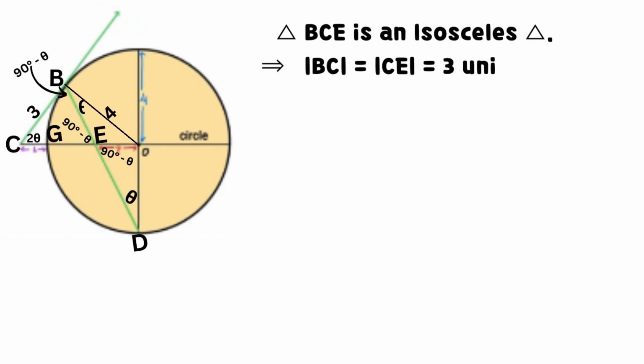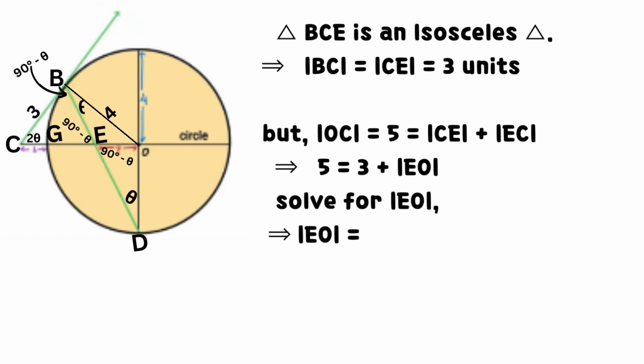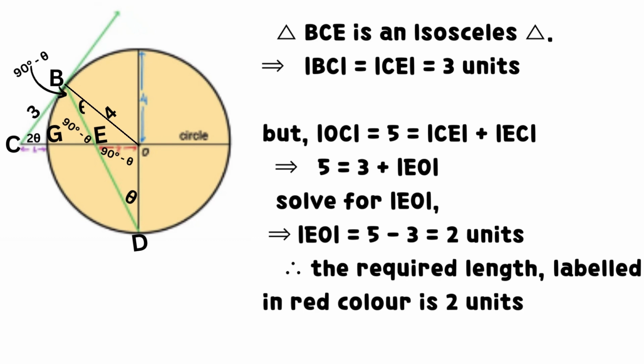Triangle BCE is an isosceles triangle. It means that line BC equals line CE, which equals 3 units. But line OC equals 5, which equals the sum of line CE and line EO.